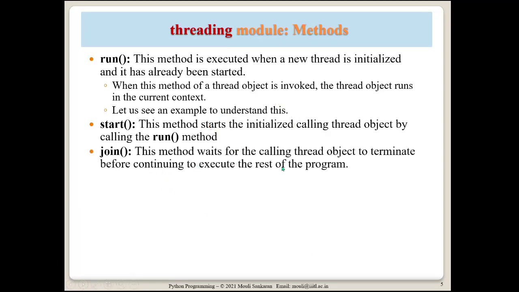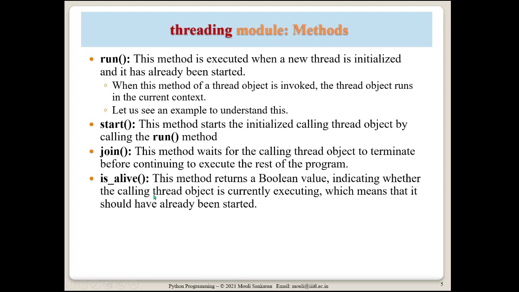Join, I already explained. This method waits for the calling thread object to terminate. We always call join with respect to the object. So the current thread which is executing the join with respect to an object is made to wait for that particular object to terminate. I hope this sentence is clear. The current thread executing the join with respect to a thread object waits till the thread object on which join is called is terminated.